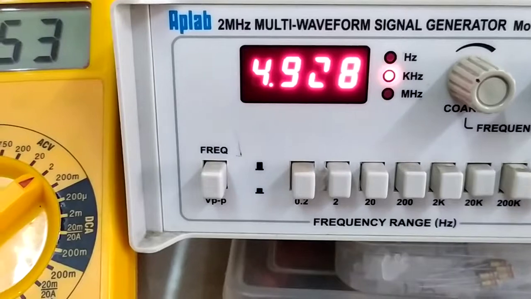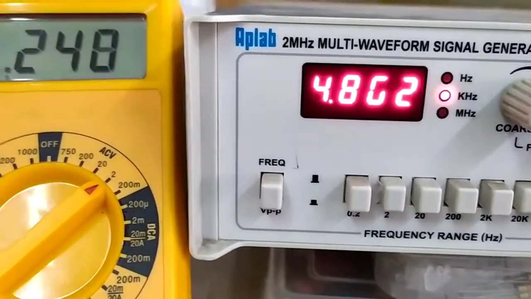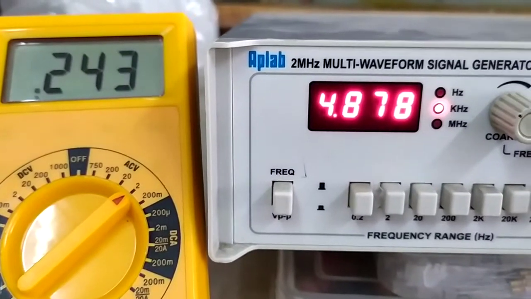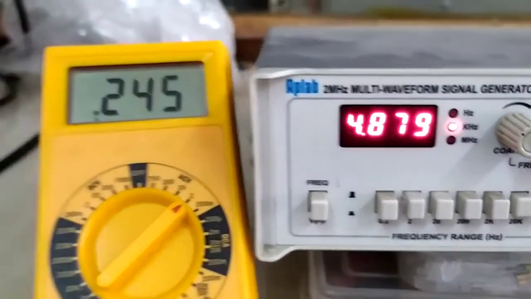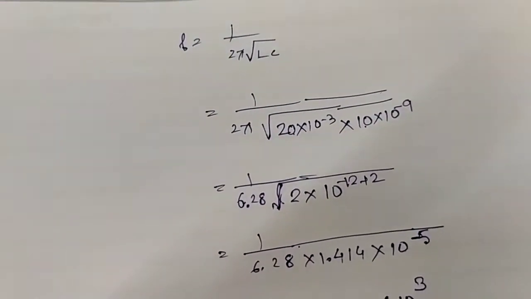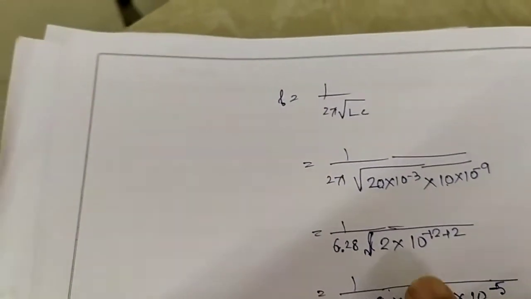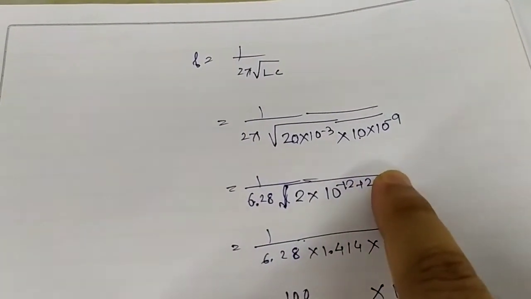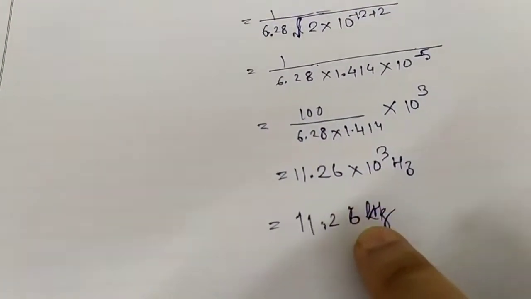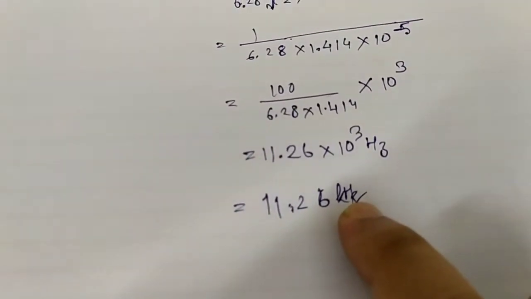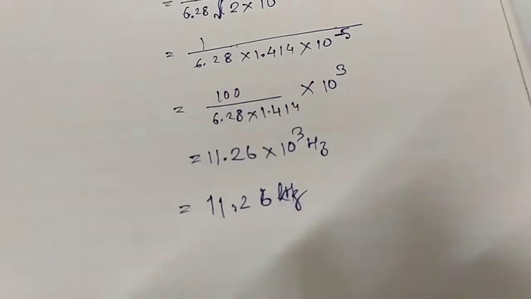Why did I choose 20 kilohertz? It is because my estimated resonant frequency is about 11 kilohertz. I can show you the calculation. From here I put the value of the inductor as 20 millihenry and the capacitance as 10 nanofarad, and the calculation shows me something like 11.26 kilohertz as your resonant frequency.